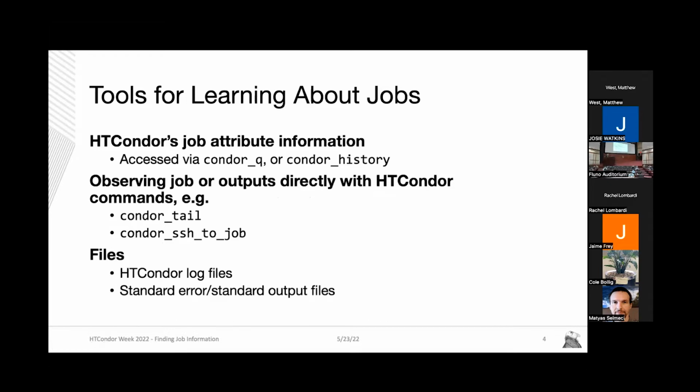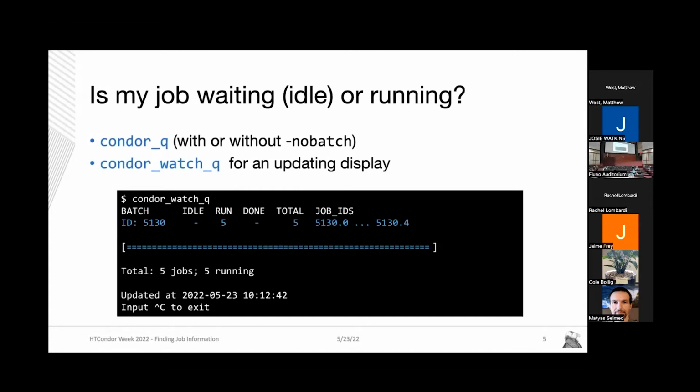Okay, so we're going to lean on kind of 3 different tools to do this investigation of our jobs. We're going to use HTCondor's job attributes, which were mentioned in the first talk of the morning, and we'll hopefully go into a little more detail today, right now. We're going to use a couple specialized Condor commands, and we're also going to look at the files that are produced as part of a job execution.